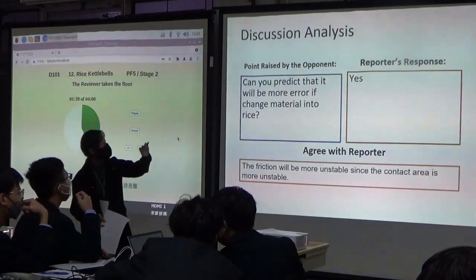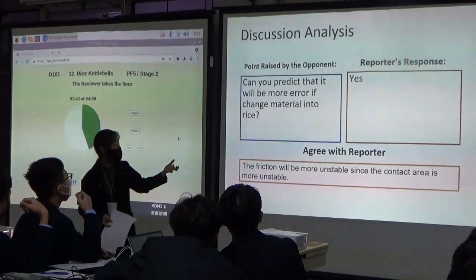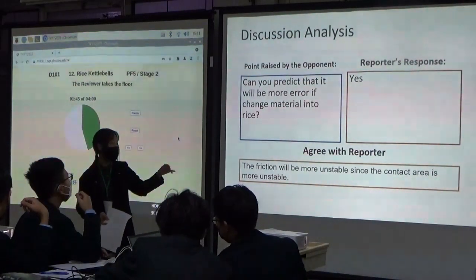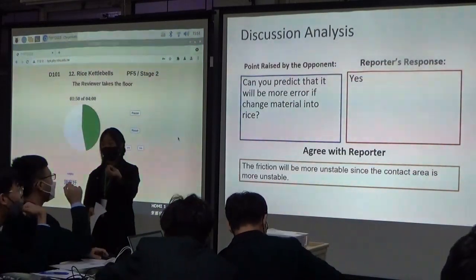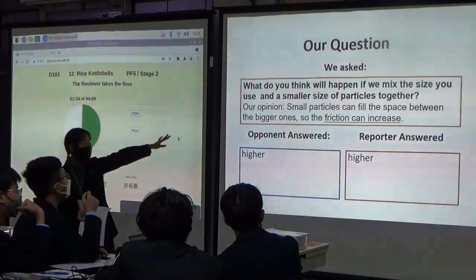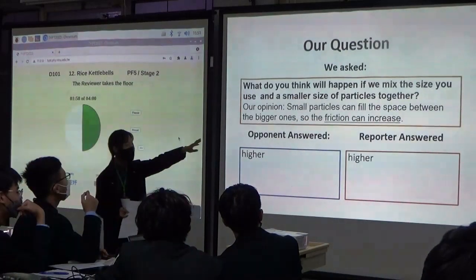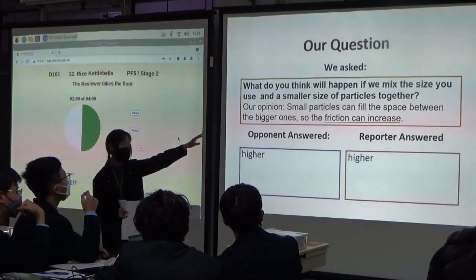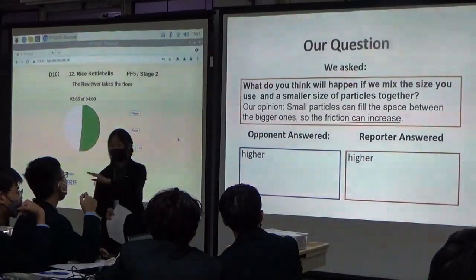Also, the opponent asked, can you predict that there will be more error if we change the material into rice? The reporter's response is yes. We agree with the reporter that the friction will be more unstable, since the contact area is more unstable because of the shape. Our question is, what do you think will happen if we mix different sizes with smaller sizes? Our opinion is that the friction can increase because the small particles can fill the space between the bigger ones. So we agree with both of their answers.